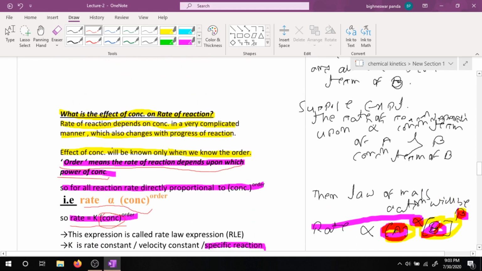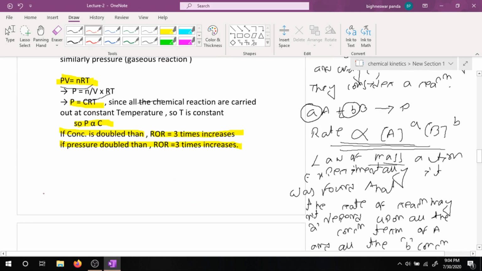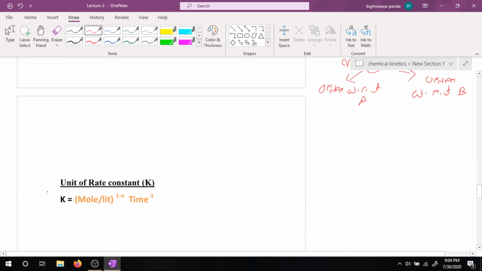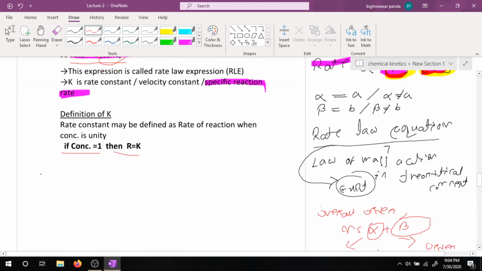Again, the difference between the law of mass action and the rate law equation: by seeing an equation, we cannot predict the order of a reaction. Since the rate of reaction involves order, order should be calculated experimentally. But by seeing a balanced chemical equation, we can easily write the law of mass action. So the law of mass action is a theoretical concept, and the rate law equation is an experimental concept.